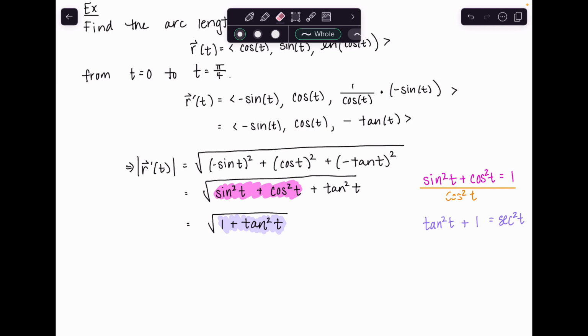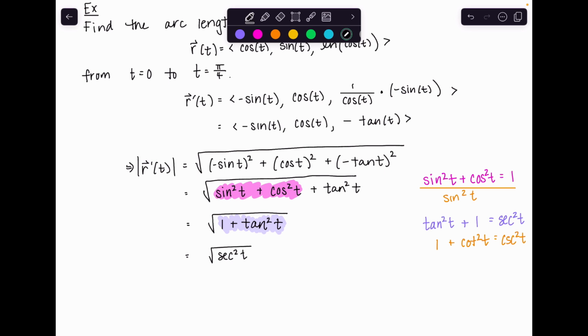And then you could do exactly the same thing. You could divide through by, this time, sine squared. And sine squared over sine squared is 1. Cosine over sine would give you cotangent, so that would be cotangent squared. And then 1 over sine squared is cosecant squared. So this works out nicely for us because it gives us the square root of secant squared of t.